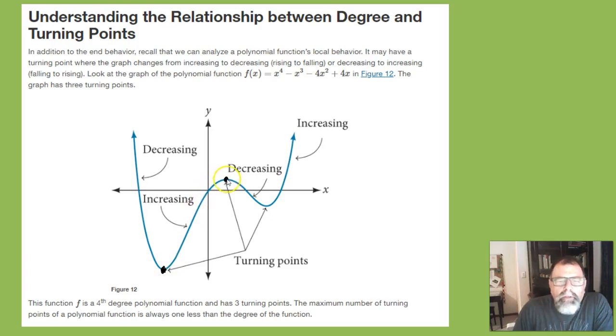Here's another turning point. So increasing, it turns and starts decreasing. Here's another turning point. Now the graph is increasing, so it's decreasing to increasing. This function f is a 4th degree polynomial. It has 3 turning points. Remember that was one of our ideas in the previous section. It can have up to 1 less than the degree. So if it's 4th degree, it can have up to 3 turning points. The maximum number of turning points is always 1 less than the degree of the function.